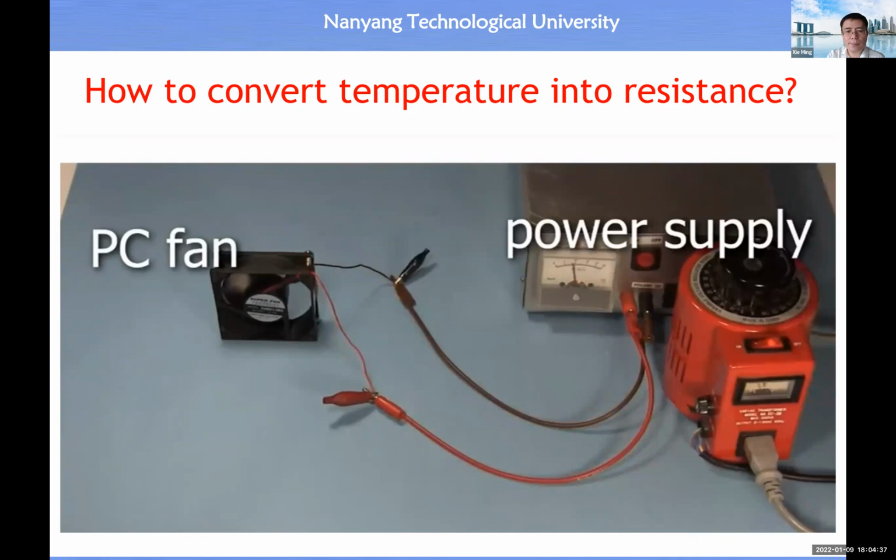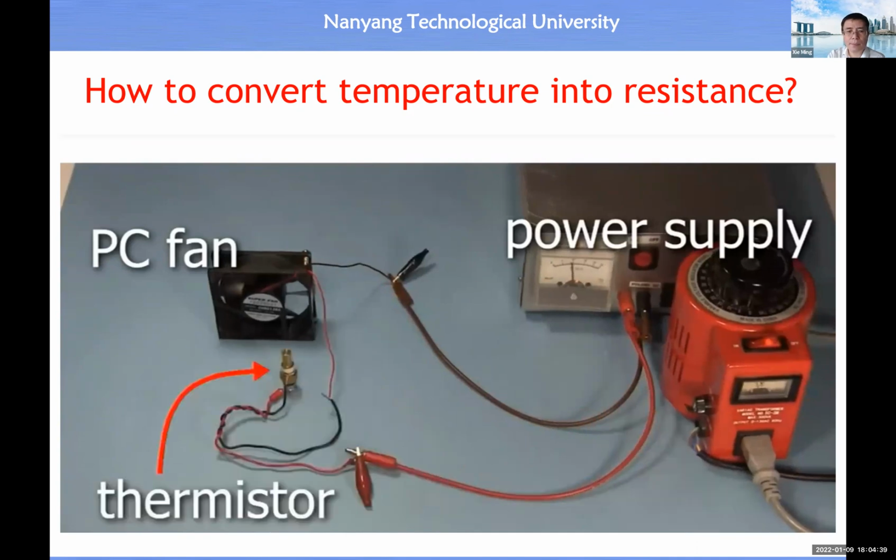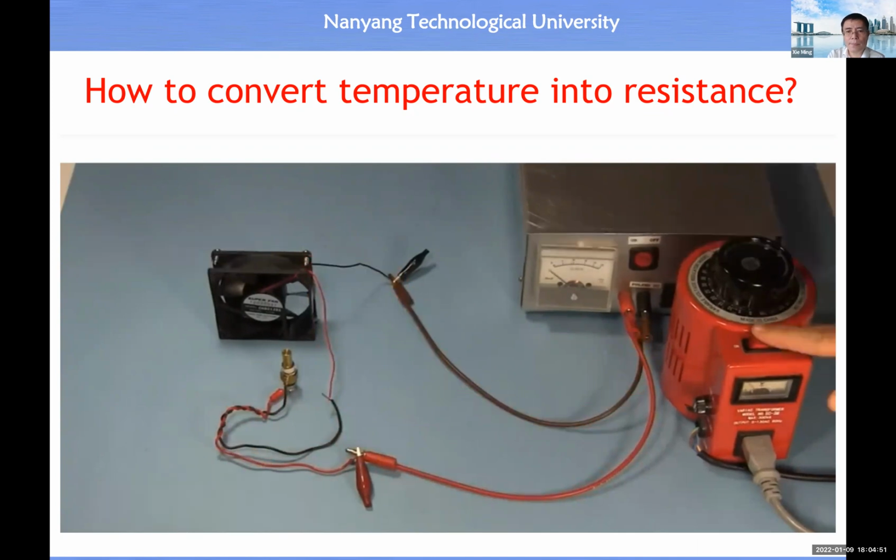Now here it is with a thermistor. The positive from the power supply goes to one end of the thermistor. The other end of the thermistor goes to the positive of the PC fan, and the negative of the PC fan goes back to the power supply. But this time, when I turn on the power supply, the fan doesn't start spinning.